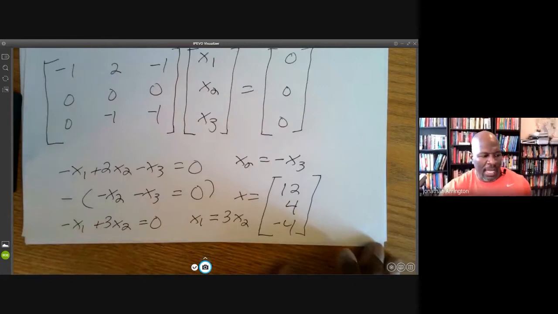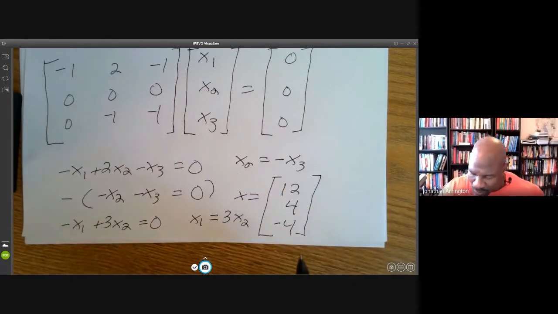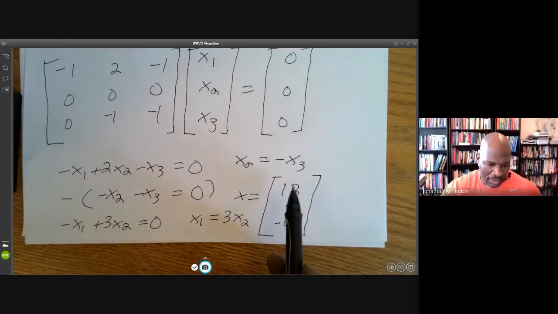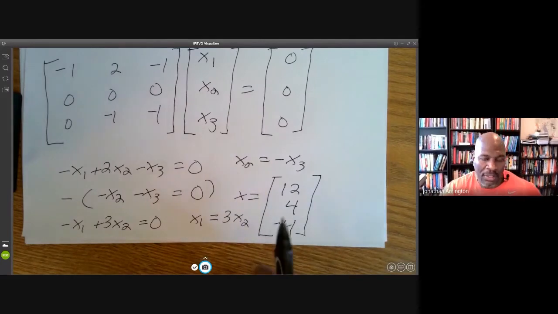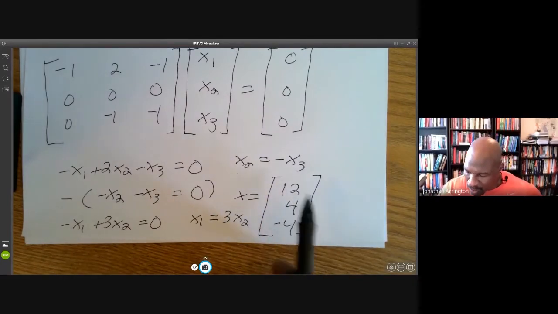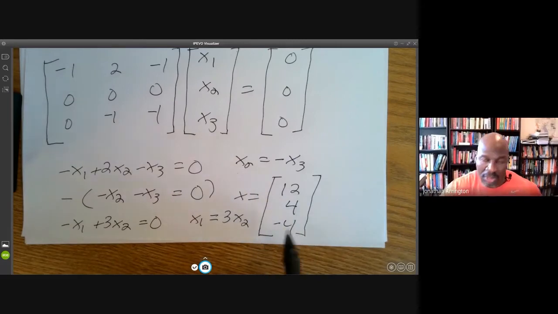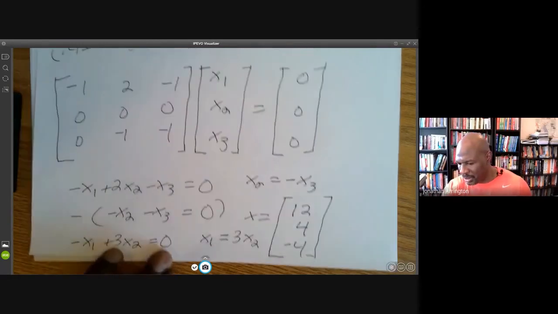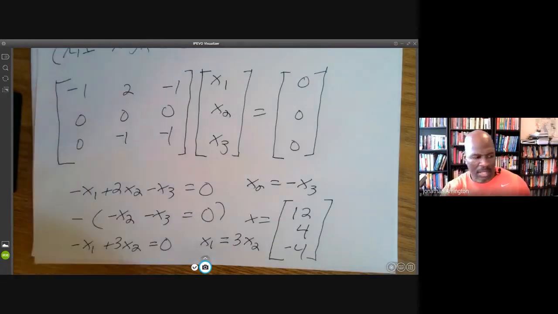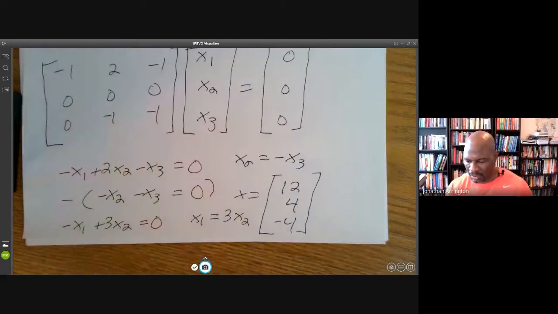Again, the eigenvalue was 0, but that doesn't mean the eigenvector is going to be 0. The eigenvector can't be 0, and you can see the eigenvector has all non-zero entries. Just because the eigenvalue was 0, it really didn't make it easier or harder. Well, maybe it was a little bit easier because lambda 1 I minus A was simply negative A. But other than that, it was pretty much the same.